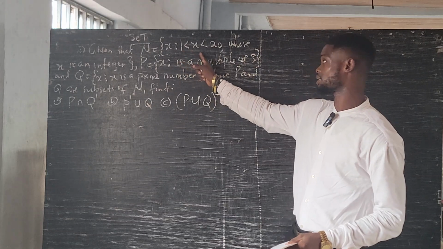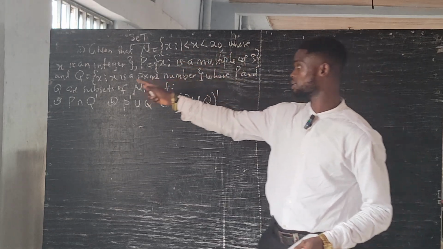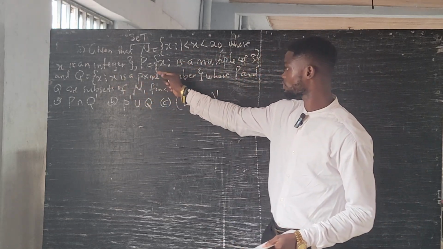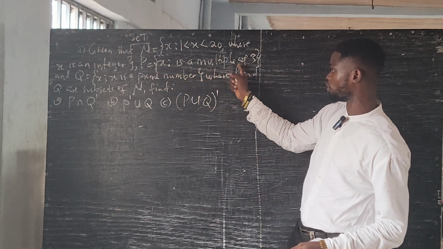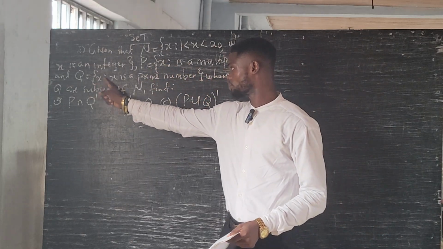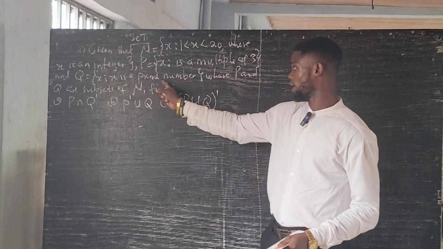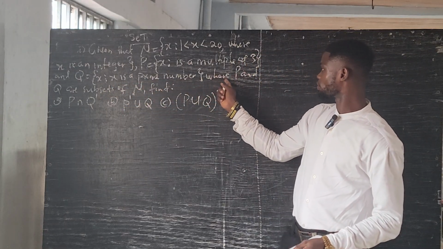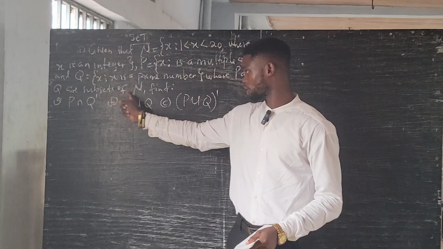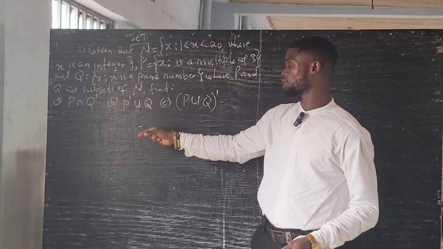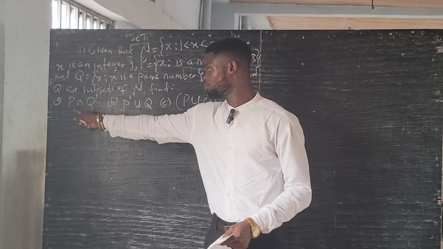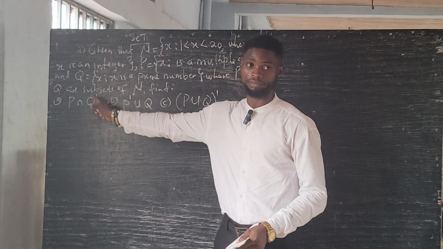1 is less than x and x is less than 20, where x is an integer. P is x, where x is a multiple of 3, and Q is x, where x is a prime number, where P and Q are subsets of the universal set. This sign is the universal sign. They say you should find P intersection complement of Q.